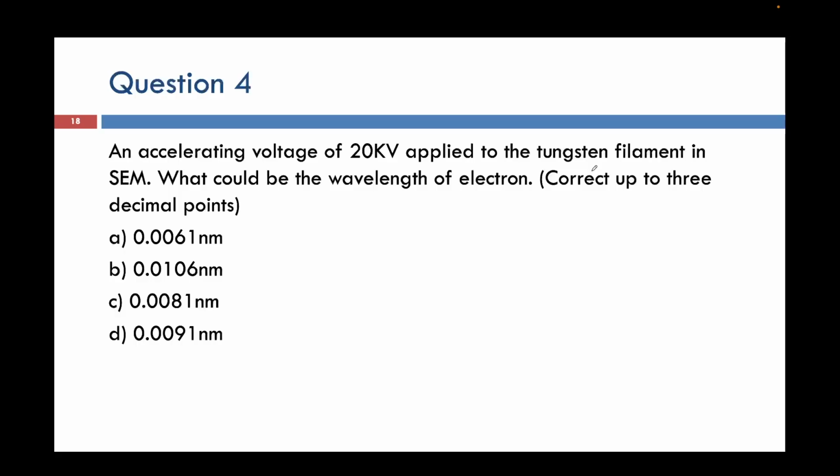Okay, so this is a numerical question. The question says that an accelerating voltage of 20 kV is applied to the tungsten filament in an SEM. What could be the wavelength of the electron? So the voltage is 20 kV and it is asking about the wavelength. What would be the wavelength? Can any one of you calculate?